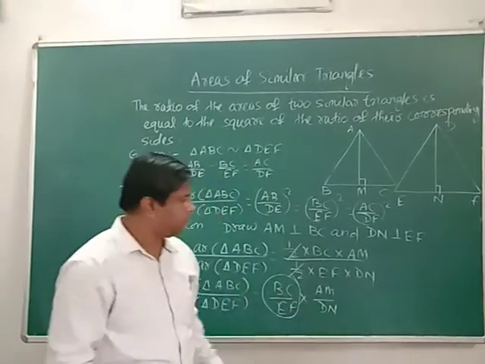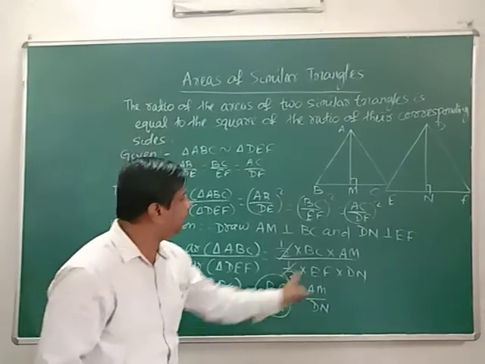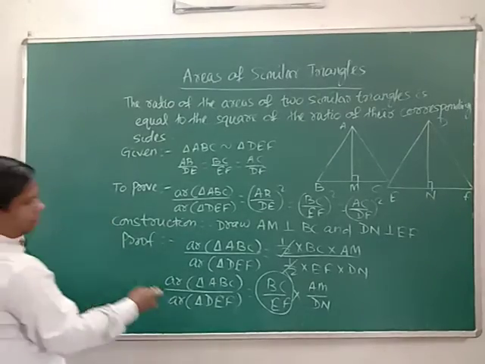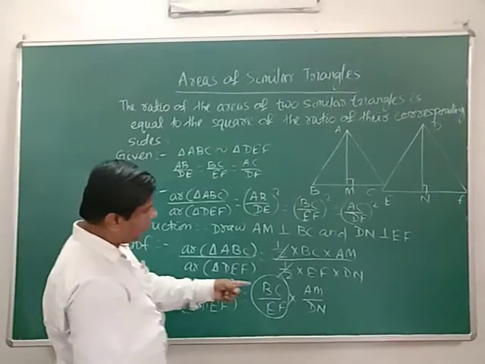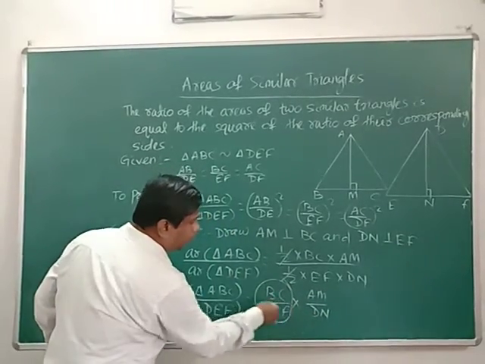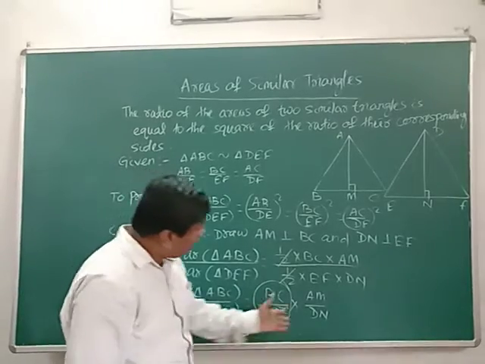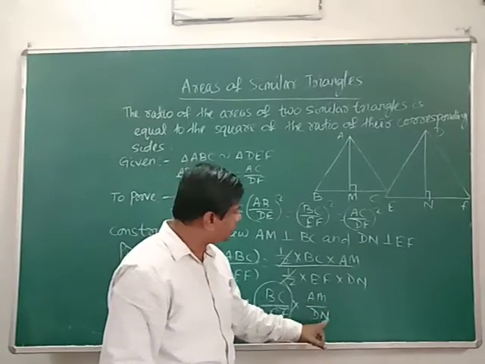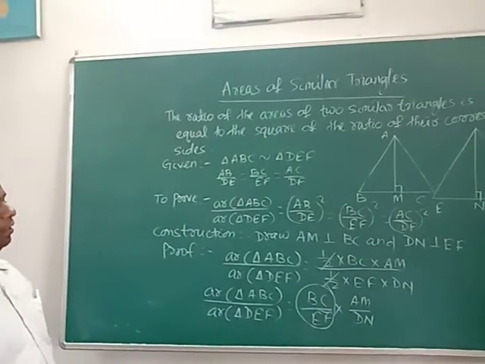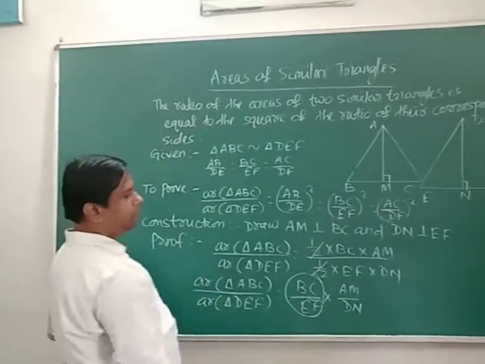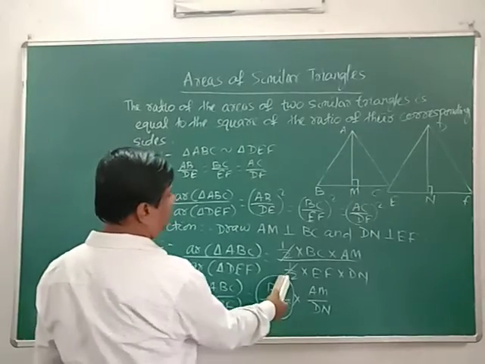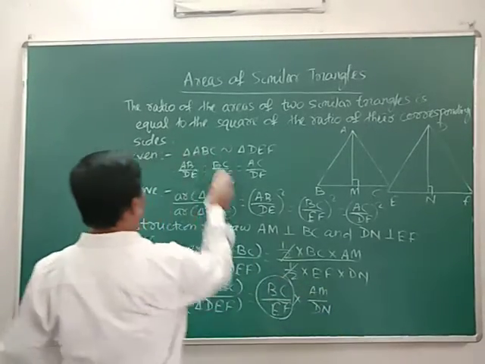If the second part is equal to this, then it will automatically become the square. Did you understand that? I have got BC upon EF and AM upon DN. If I can prove that AM by DN is also equal to BC by EF, then the product of BC by EF with BC by EF will become the square. So let me prove that BC upon EF is equal to AM upon DN. How can you prove this?